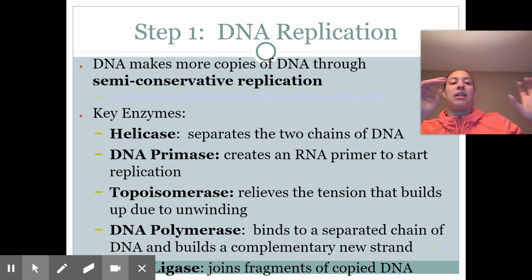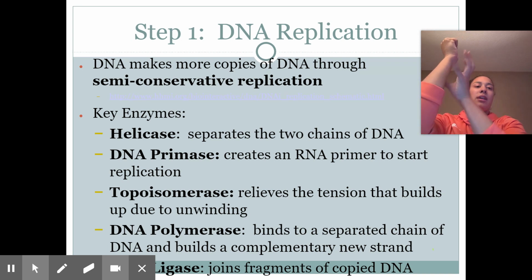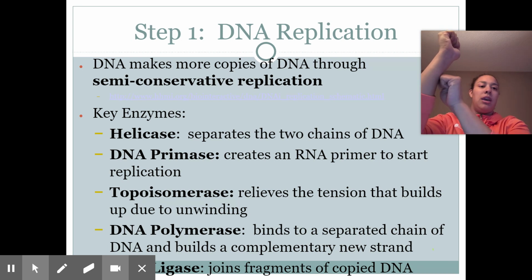It finds that RNA primer that was laid down. It reads it, says, okay, I'm attaching here next to the RNA primer, and I'm going to start making my base pairs complementary to what I'm reading. So if there's a C, I'm laying down a G. If there's an A, I'm putting down a T. So on and so forth, all the way through.